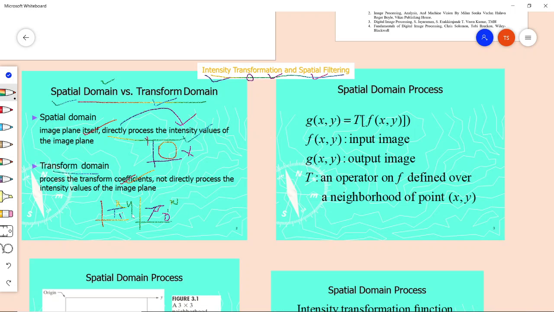Here the xy coefficient is transformed into the wz coefficient. So it may be f of x comma y, the original image, and it may be the transformed image T of w comma z. This is the difference. Now, how do we process the spatial domain? For that, this is representing the output image.